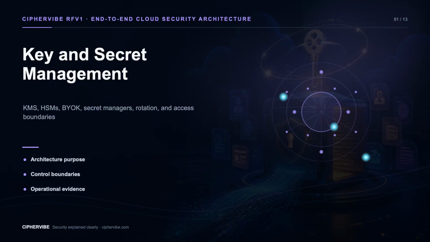Welcome to episode 15 of CipherVibe's end-to-end cloud security architecture course. Key and secret management controls the cryptographic material and credentials that make many other cloud protections possible. It separates access to protected data from authority to decrypt, sign, or authenticate. We will connect its purpose, design boundaries, implementation path, failure modes, and evidence of effectiveness.